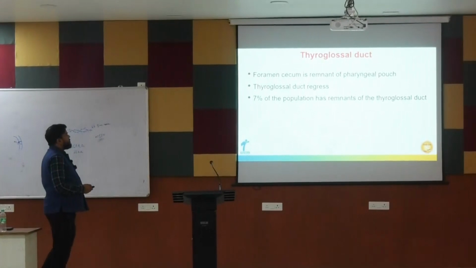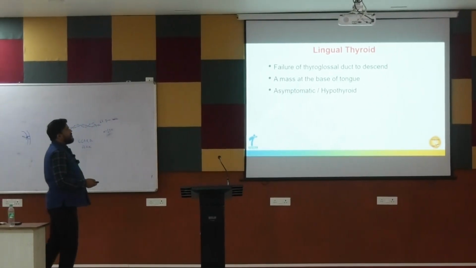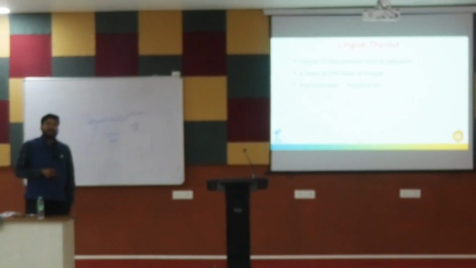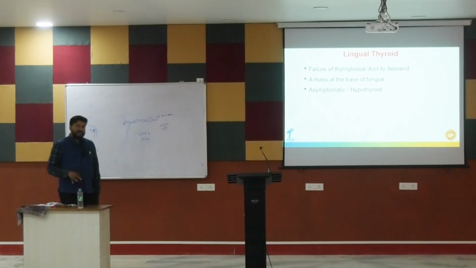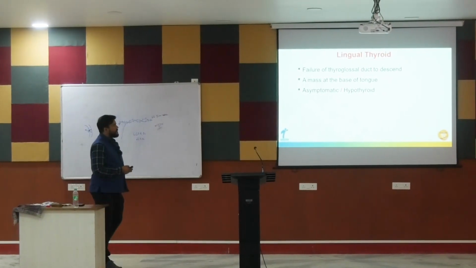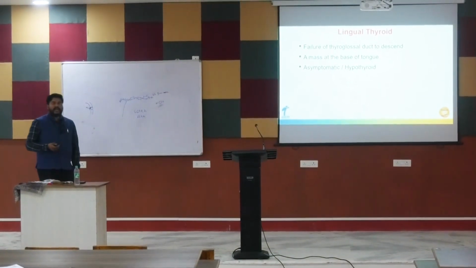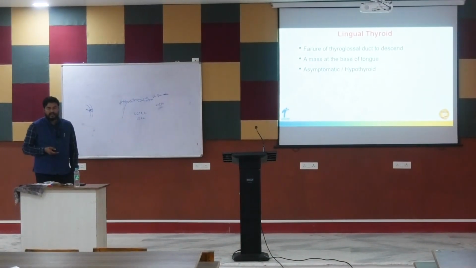Embryology we will discuss later: thyroglossal duct, lingual thyroid. So lingual thyroid: if the thyroid is not able to descend, or if there is an anatomical disturbance, it leads to lingual thyroid, persistence of thyroid gland at the base of the tongue.